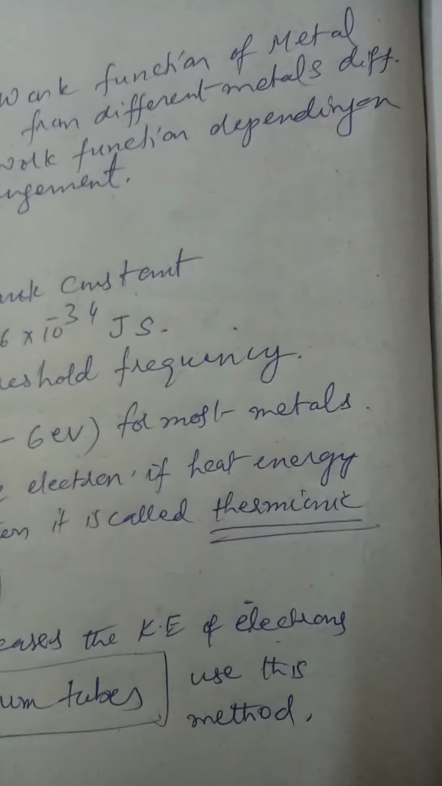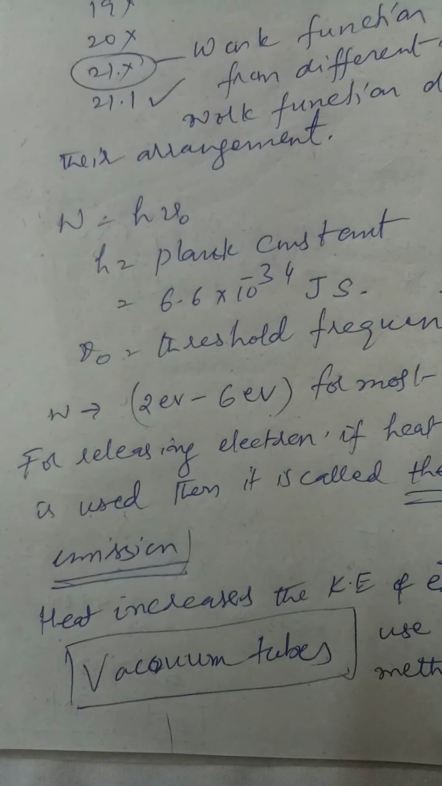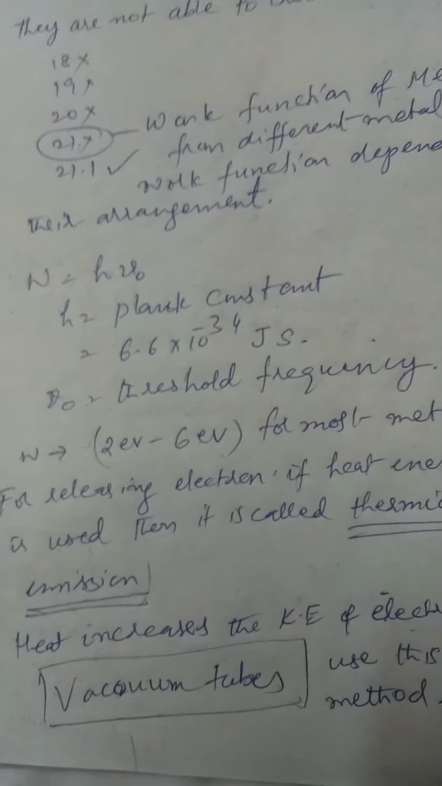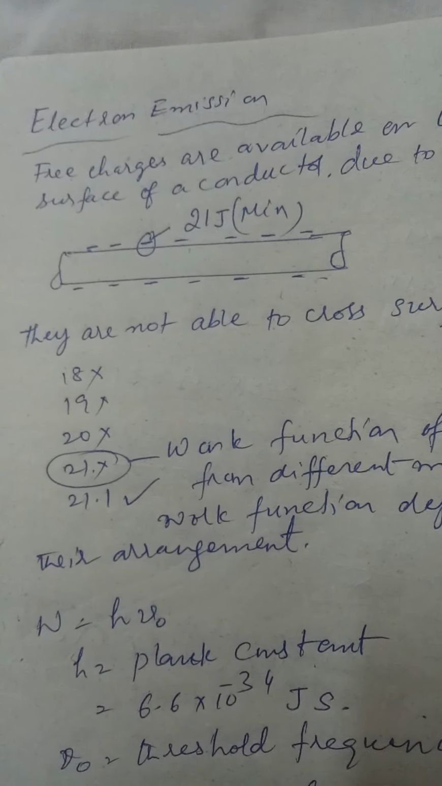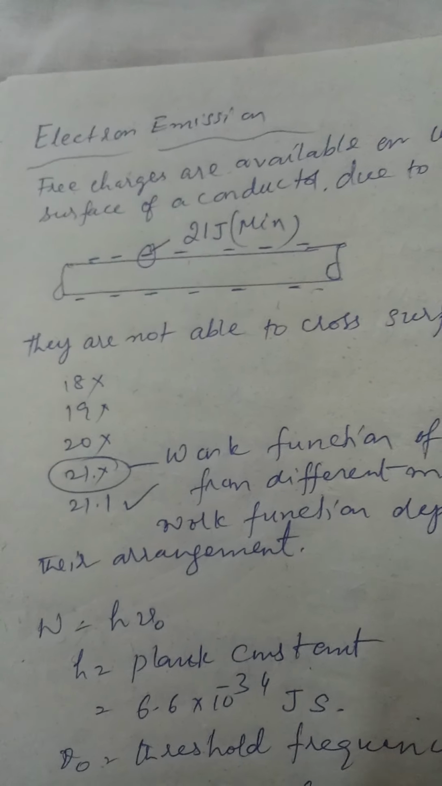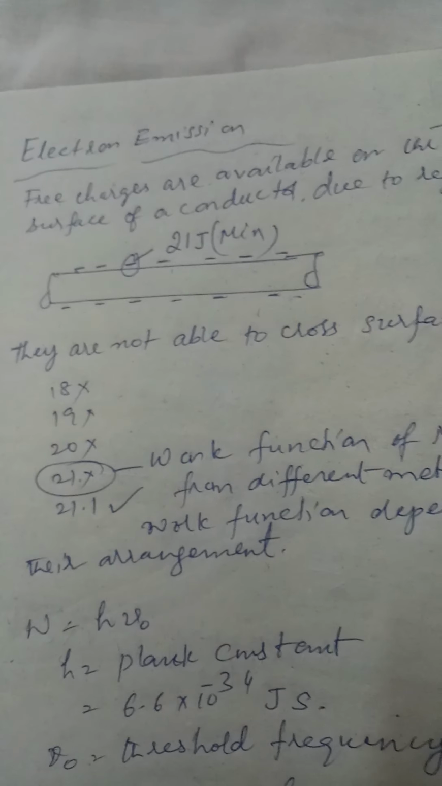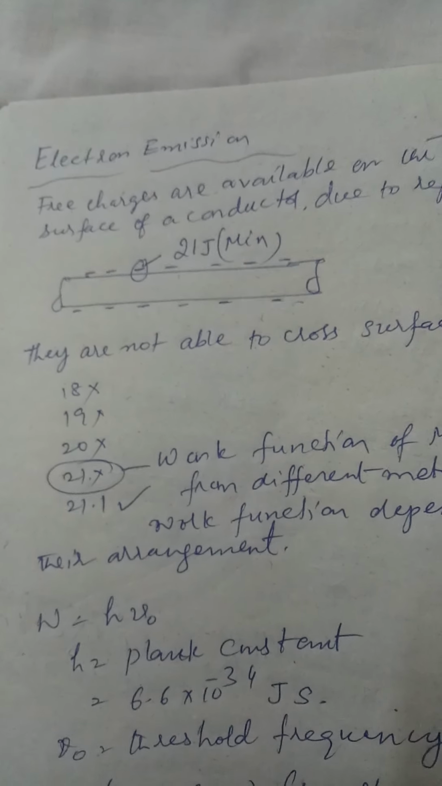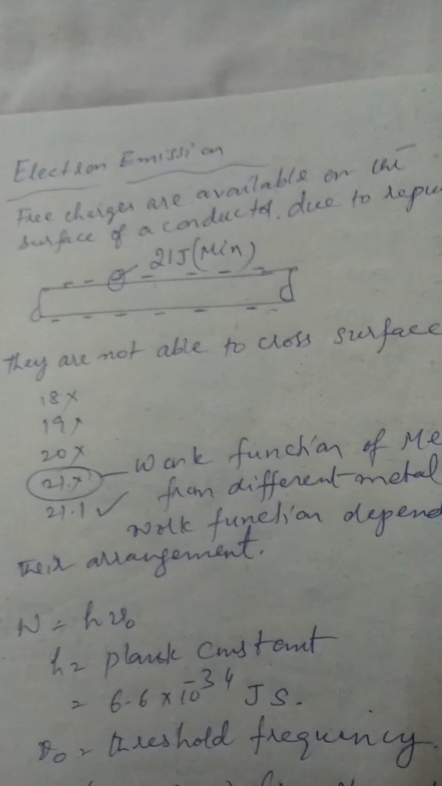Now to emit these electrons, the first process is called thermionic emission. It's like this. You take this conductor and heat it. When you heat it, what will happen? The kinetic energy of the particles will increase. When the kinetic energy of the particles increases, they will naturally try to leave the surface barrier and move.